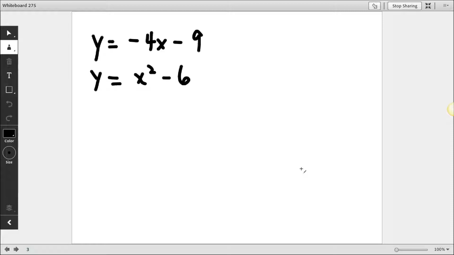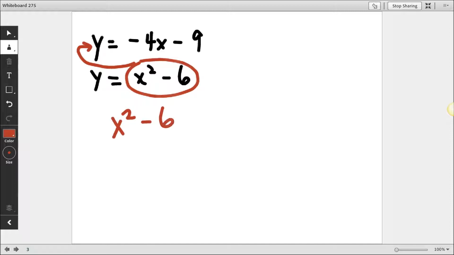So let's take a look at what we got to do here. We already have y equals and y equals. So I can use that as my substitutions. So I'm just going to take this and replace that y with that. And that's going to give me x squared minus 6 equals negative 4x minus 9.